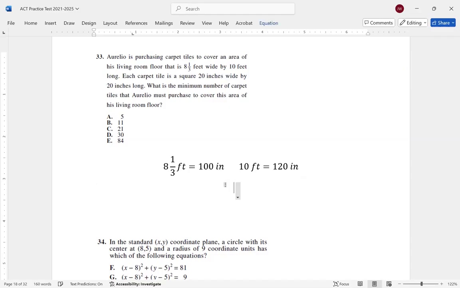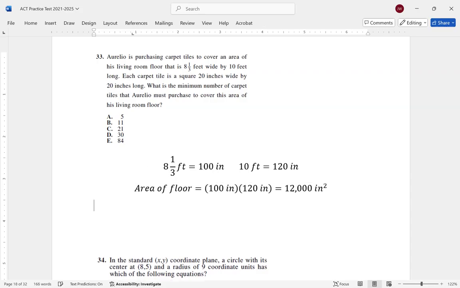So therefore, the area of the floor is going to be 100 inches times 120 inches, which is 1,000, excuse me, not 1,000, 12,000 square inches. So we have area of the floor is 12,000 square inches.